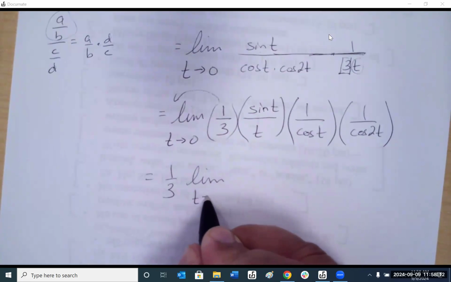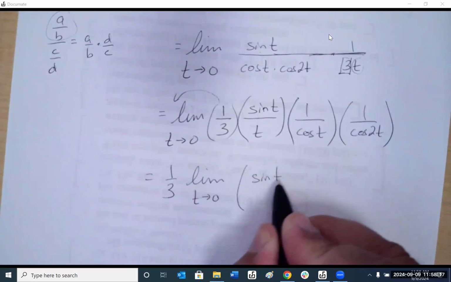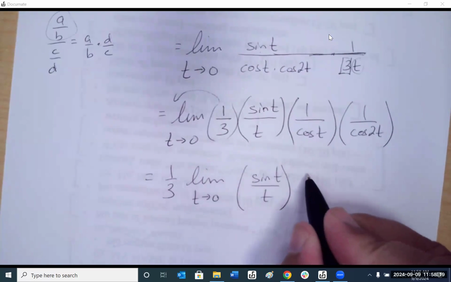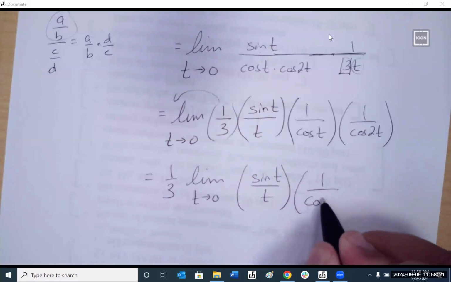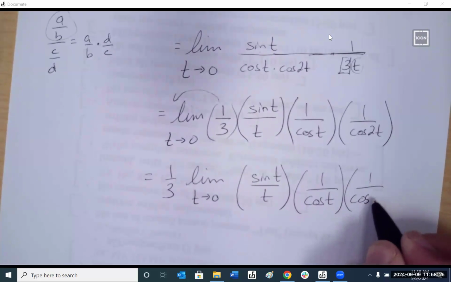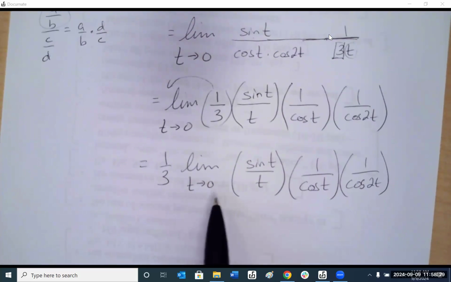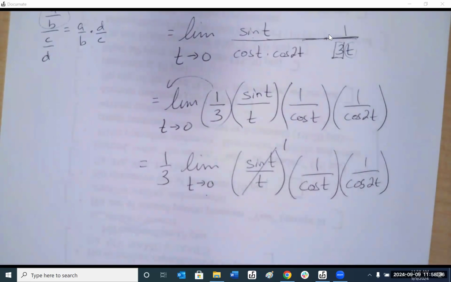The limit as t goes to 0 of sine t over t, times 1 over cosine t, times 1 over cosine 2t. We can just plug in 0 right now. What does sine t over t become? 1. Remember, the limit of sine t over t as t goes to 0 is 1.